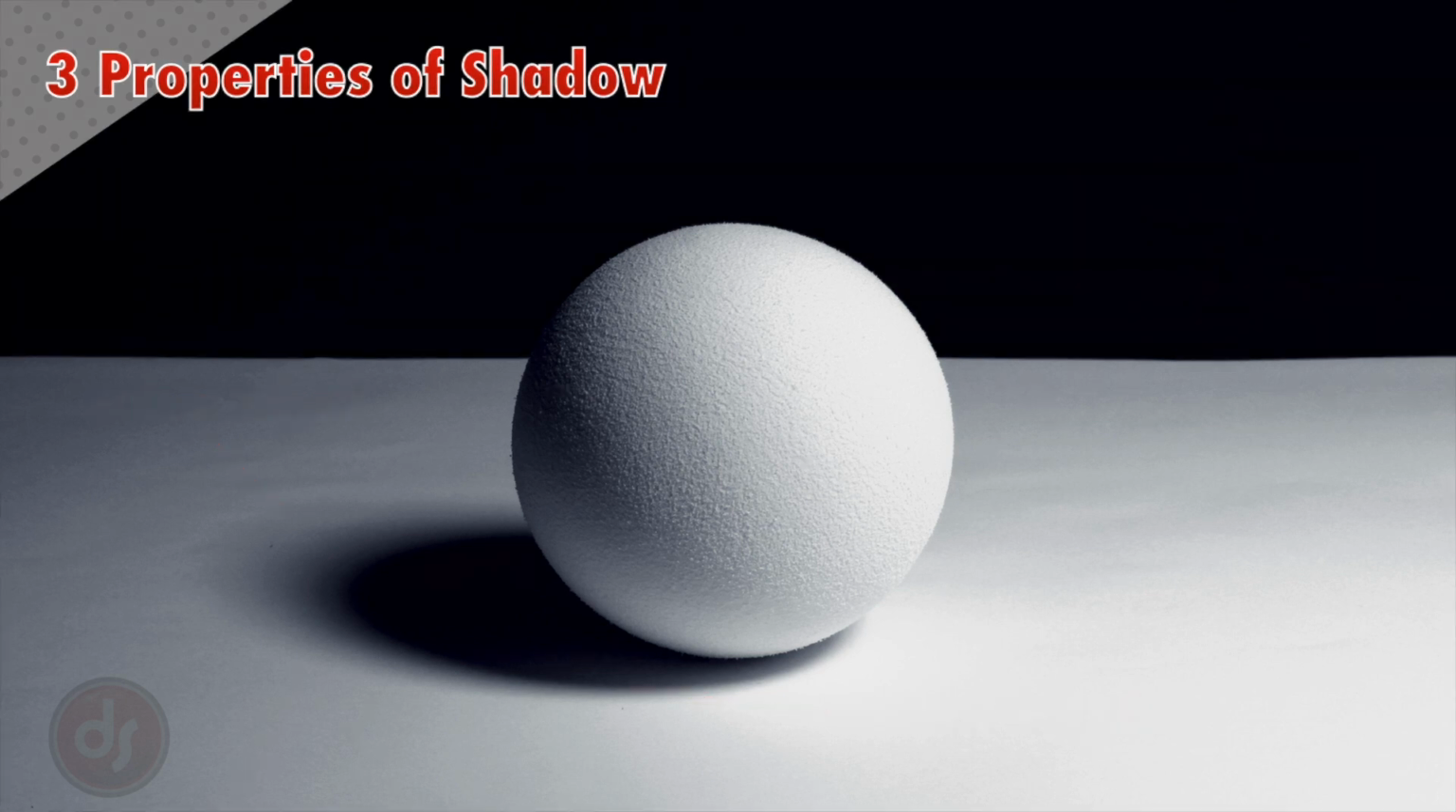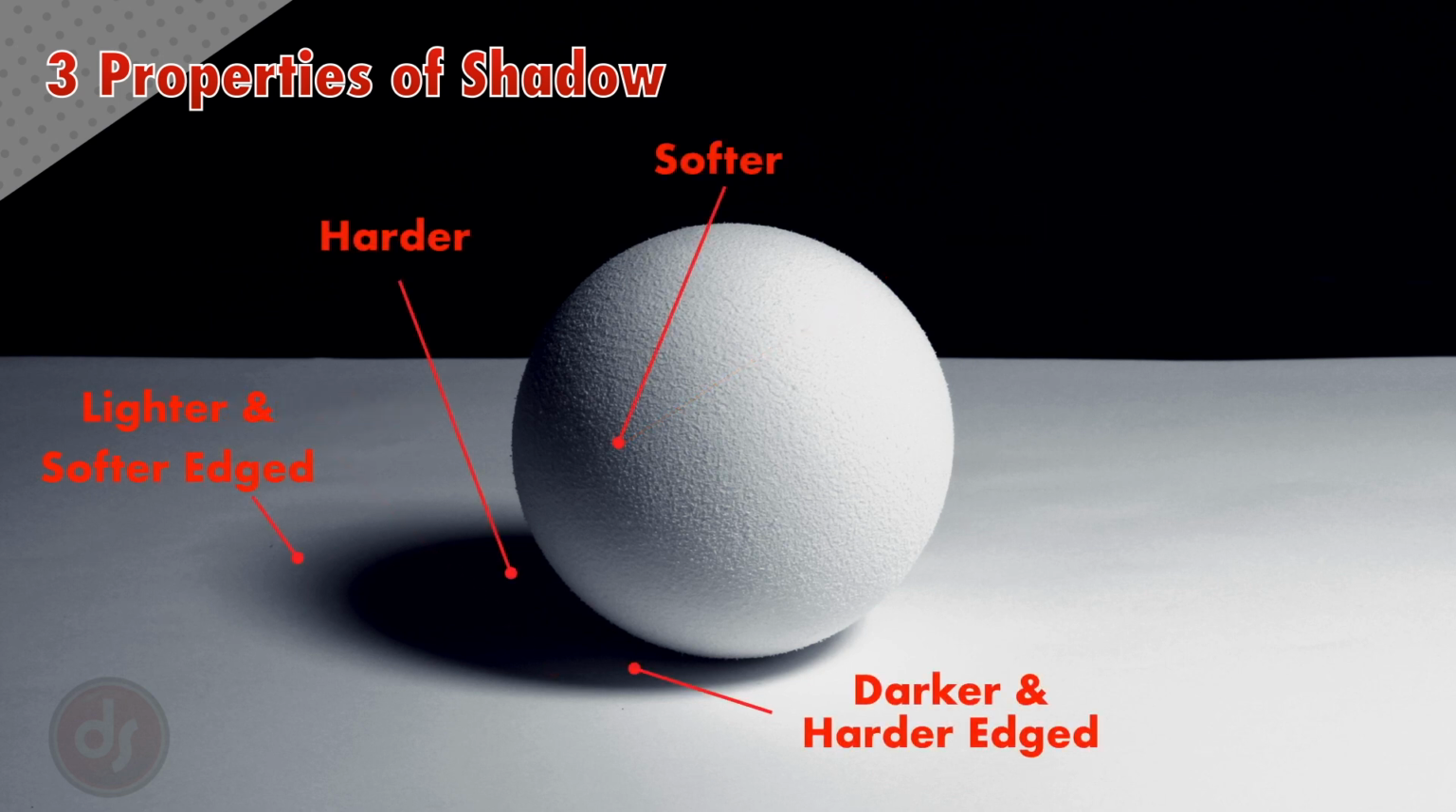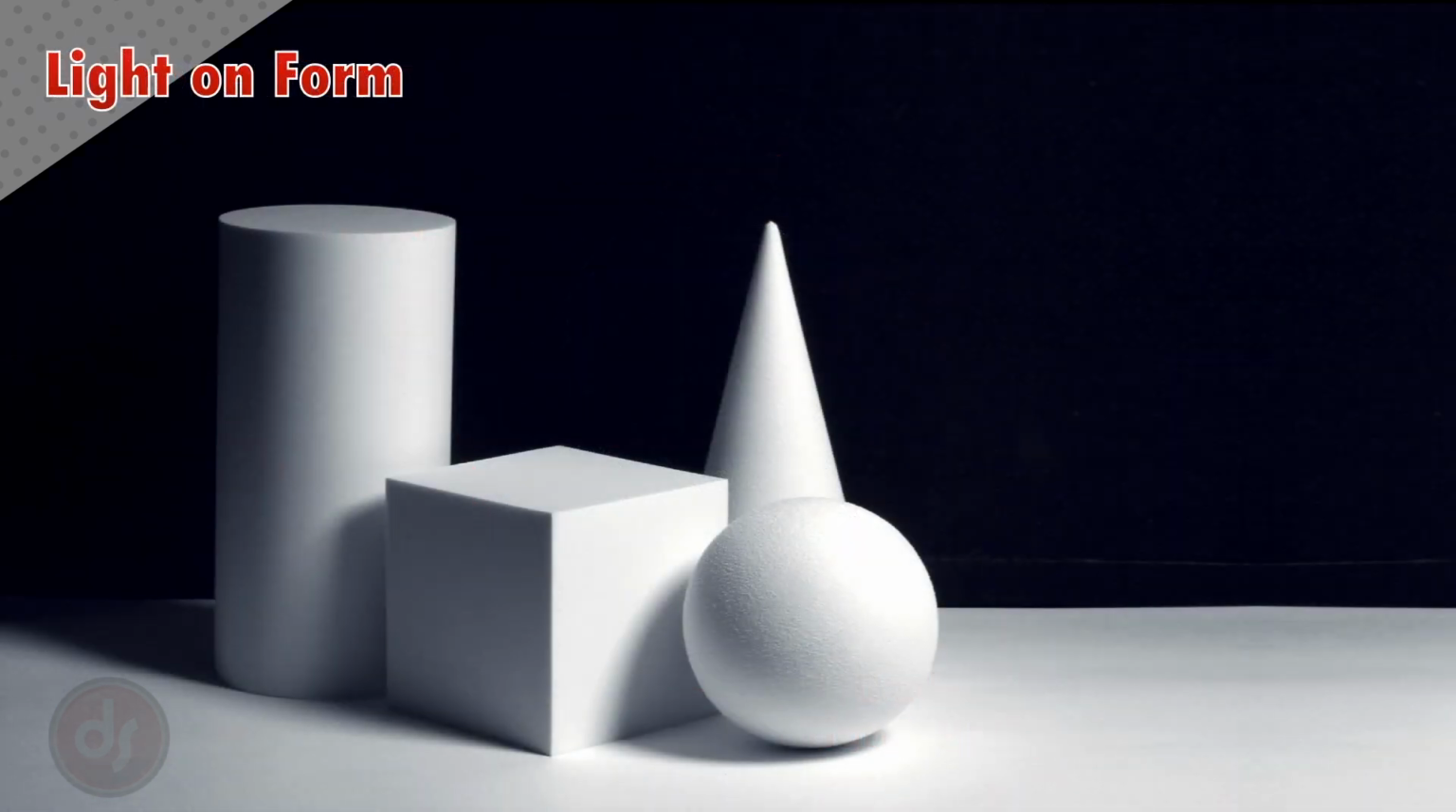The third property is that if we compare a core shadow and a cast shadow, the shadow on the form is overall softer than the harder edged cast shadow. If we pay attention to these subtleties in the shadows, our drawings will look even more realistic. Next, we will look at how these memorizable patterns look on the different basic forms.